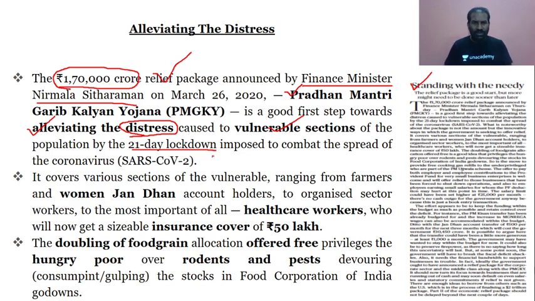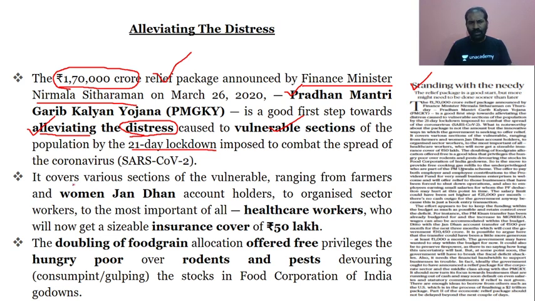For that, it is good, but it is also important that whatever distress these vulnerable sections would face and are also facing, and in the future for the next 19 days what they would face, that has to be taken care of. And yes, it has been taken care of by the government, and the finance ministry has come up with 1,70,000 crores with the Pradhan Mantri Garib Kalyan Yojana, and this will alleviate, remove the distress caused to the vulnerable sections.